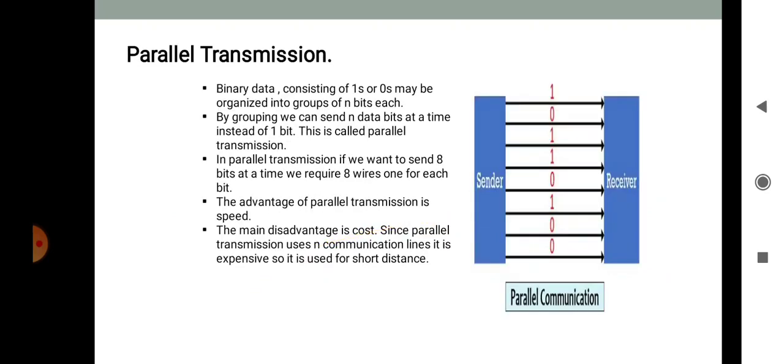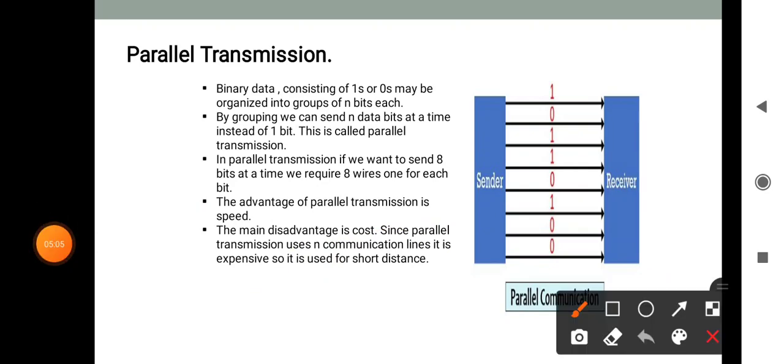The binary data consisting of zeros and 1s may be organized into groups of n bits each, and by grouping we can send n data bits at a time instead of one bit. Normally we can send one byte at a time. But by using parallel transmission we can send n bits of data at a time by grouping. This is called parallel transmission.